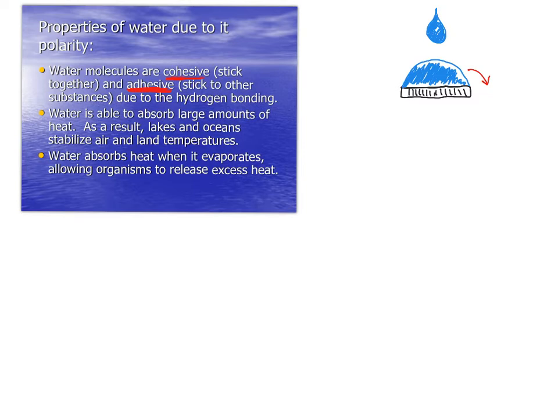All right, so water is able to absorb large amounts of heat. As a result, lakes and oceans stabilize the air and land temperatures. So just know that water is able to suck up a lot of heat. That's the second point you have to remember. And water absorbs heat when it evaporates, allowing organisms to sweat, to relieve themselves of heat.